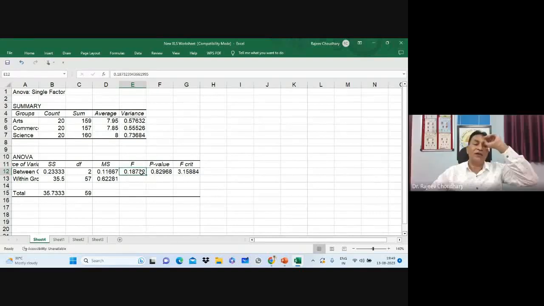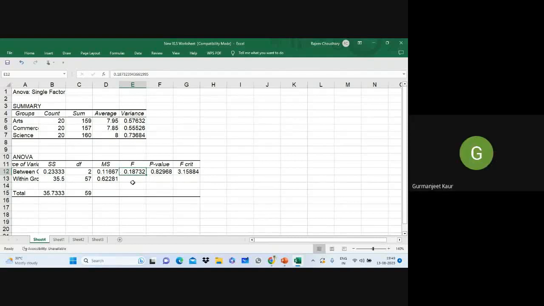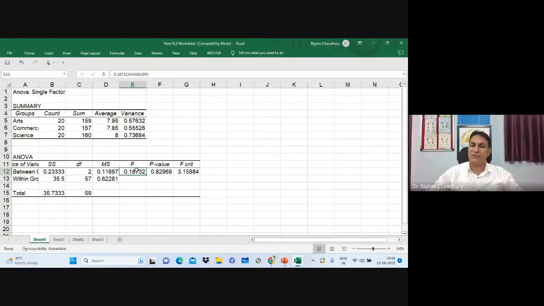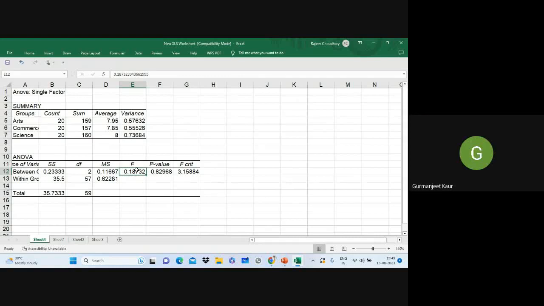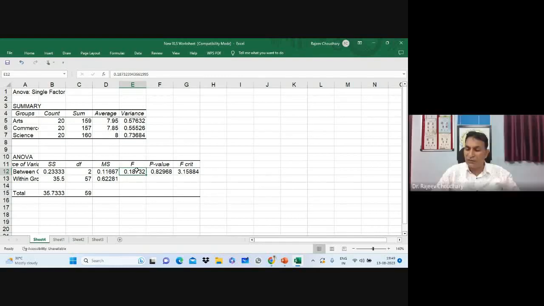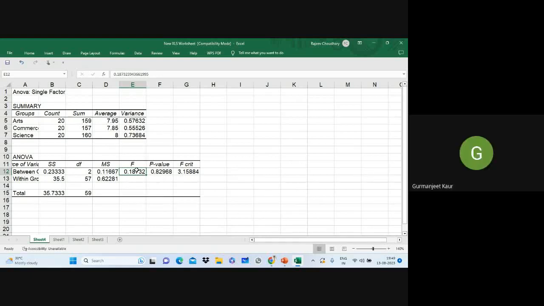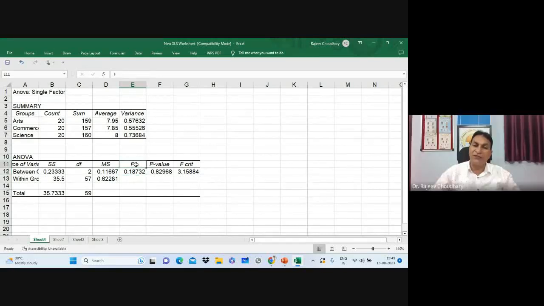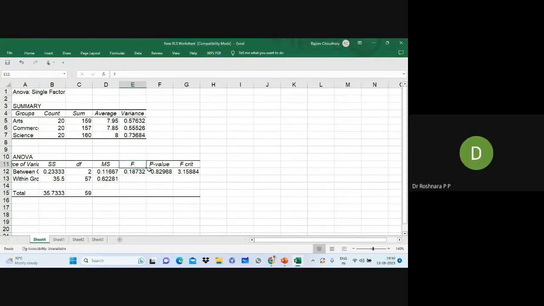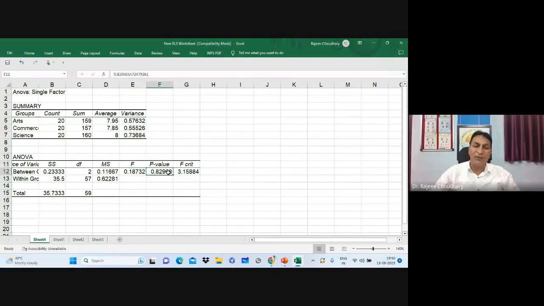Okay, sir. What is our obtained F ratio? F value is 0.18. F means F value or F ratio. From the t-test, we calculated the T value or T ratio. Is it okay? Yes. This is the F value. What is our F value? Or we can say, what is our F ratio? 0.187. And what do you mean by P value?